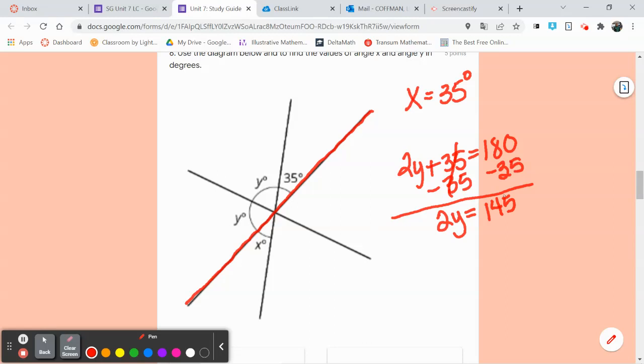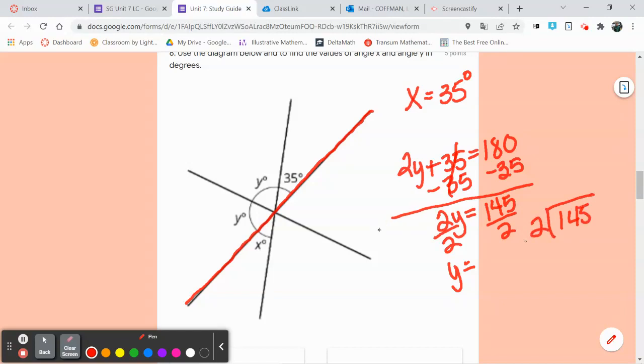We're not done. A lot of you miss this because you think you're done. You're not. You have 2y angles. They want to know how much each one is. So finish your equation. We're going to divide both of them by 2. We're going to divide by 2 to find out how much each y is. And y is going to equal 145. I'm going to do it the long way so you can see it.